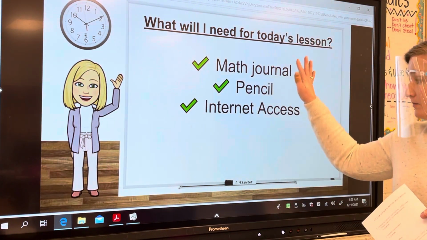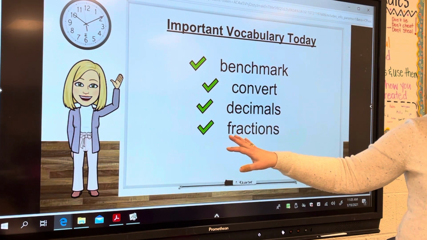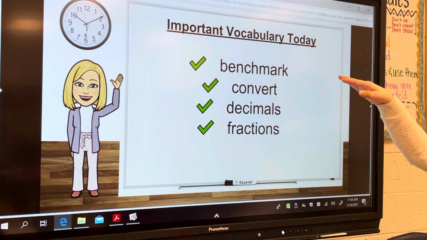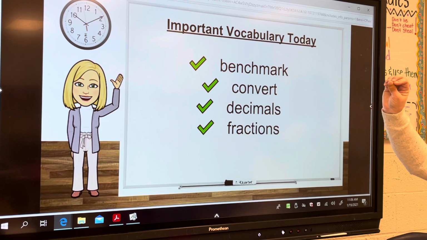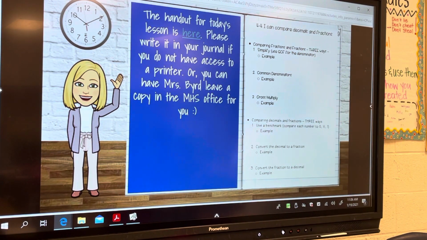So, we have all of our things that we need. These are some important words, and I am going to talk about what the word benchmark and what the word convert mean. But I'm going to wait until we get down here to the decimal part, okay? So here, the first one. You can go ahead and tape this in, or you can use it to write on and then tape it in a second, okay? But the first thing we're going to do is we're going to compare fractions, okay?